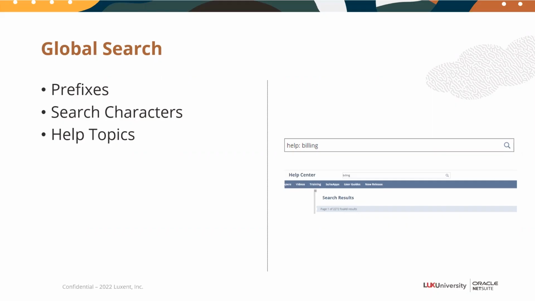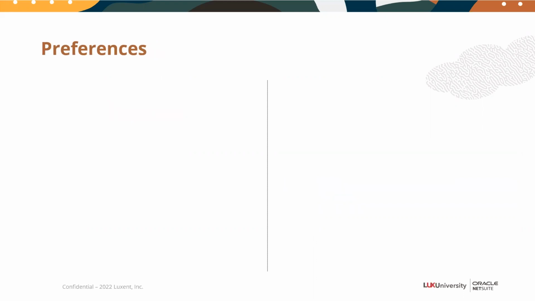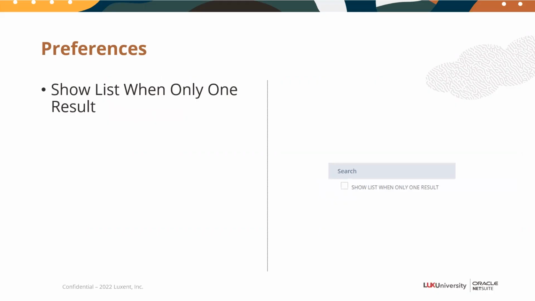All right, so now that we've talked a little bit about the global search and kind of maximizing that feature, let's talk about preferences. So preferences are one of the ways that you can set your NetSuite account up to best fit your needs. So one of the things that I just talked about related to those prefixes and some of those ways that we can use the global search.